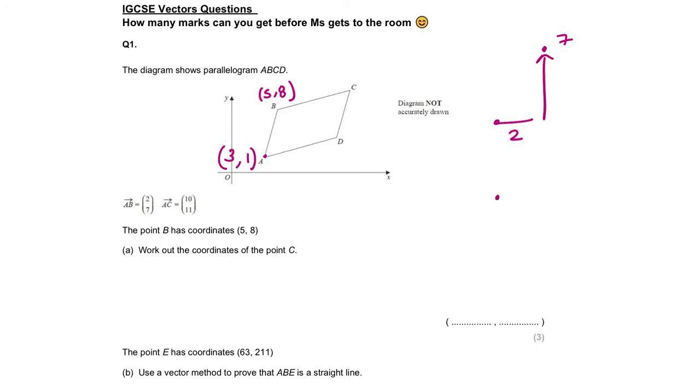So from A, we go across 10, so we add 10 to the x coordinate, and then we went up 11. So 1 plus 11 is 12. Coordinates of C, (13, 12). Okay, so this was worth 3 marks.